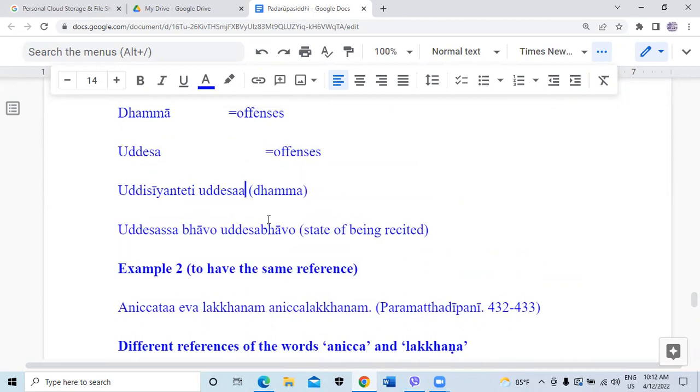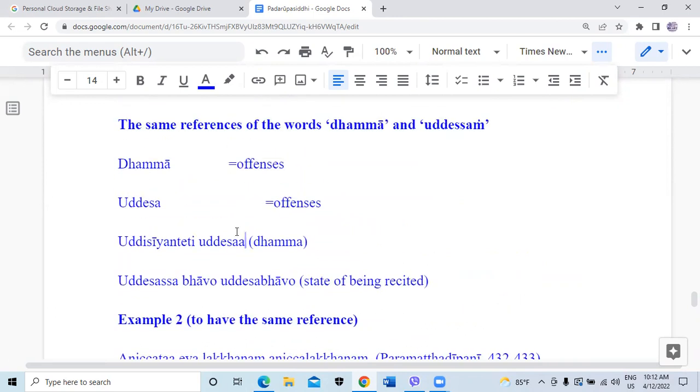So here, Odisha should be Odisiyanteti. It's O, it's not 0, Sayadaw. Yes. Okay, like this.